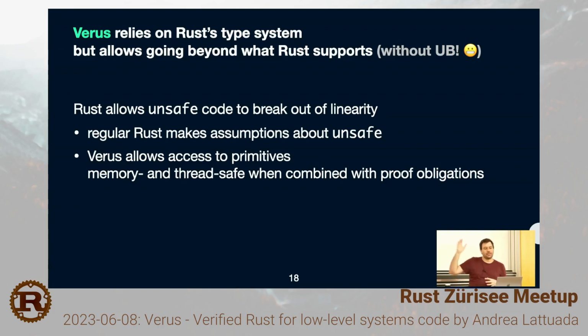And so Rust allows unsafe to break out of linearity. You get to do aliasing in there if you do it right. And Verus allows access to some other set of primitives that we wrote that are like pointers, the raw pointers, for example, that let us interact with these normally unsafe features in a safe way because the verifier is checking some of the assumptions.